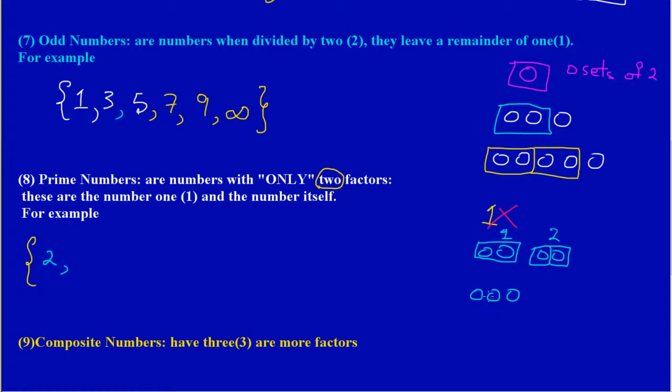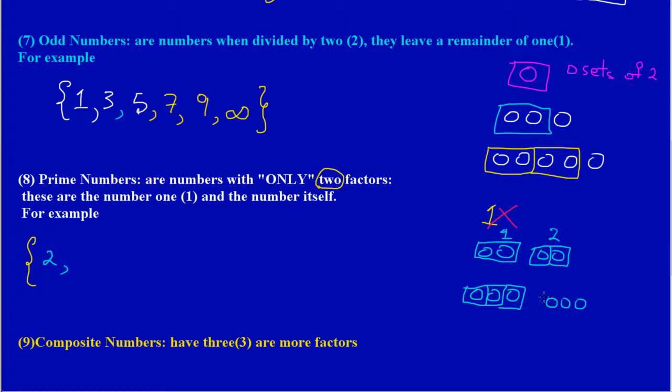Now, can 1 divide into 3? Let's check how many sets of 1's we can get out of 3. That's 1, that's 2, and that's 3 sets of 1's. Let's check again how many sets of 2's we can get out of 3. I would only get 1 set of 2 out of 3, and we would have a remainder. So 2 is not a factor of 3, so we have to skip that.